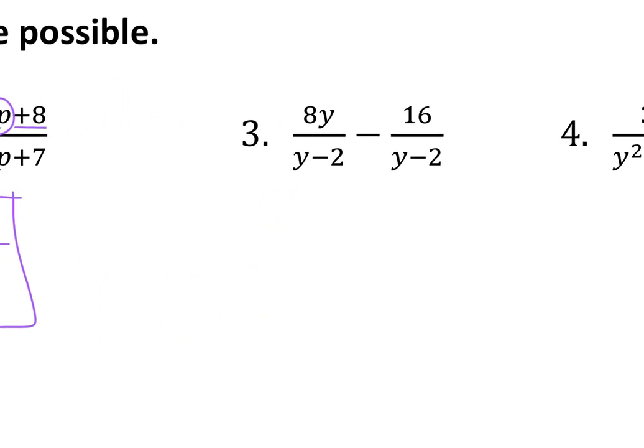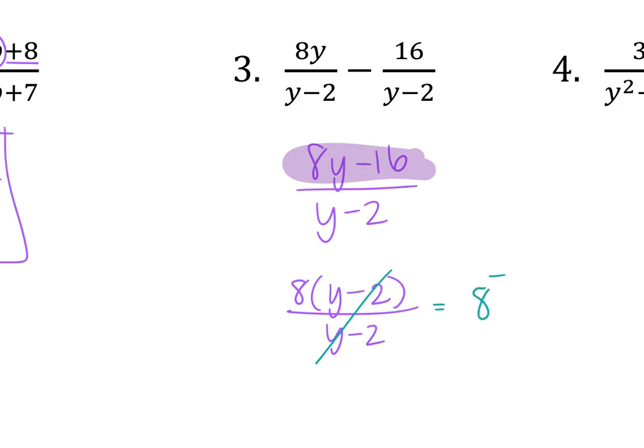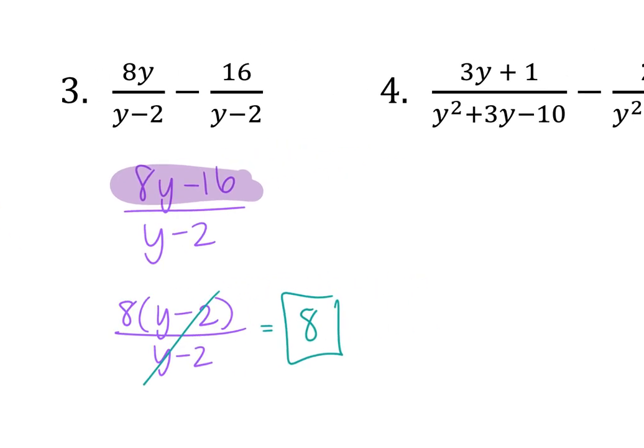Subtracting this time, again, same thing. If they have a common denominator, we just subtract the numerator, okay? So 8y minus 16 over y minus 2. Now, it's always really important to double check and see if we can simplify. If we take a GCF of 8 out, we would have y minus 2 over y minus 2. That cancels, so our final answer is 8. Okay, always see if it's factorable and things might cancel.